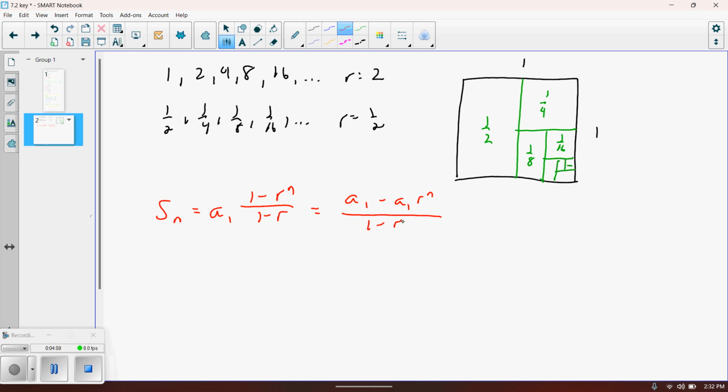And what I can do is take that and split the numerator over the denominator. So I can take the a sub 1, split that over 1 minus r, minus, and then I can take the a sub 1 r to the n and split that over 1 minus r. And again, the idea is if I have a certain type of r value, as I let n get really, really big, the values that you get from the r to the n are going to start to approach 0.